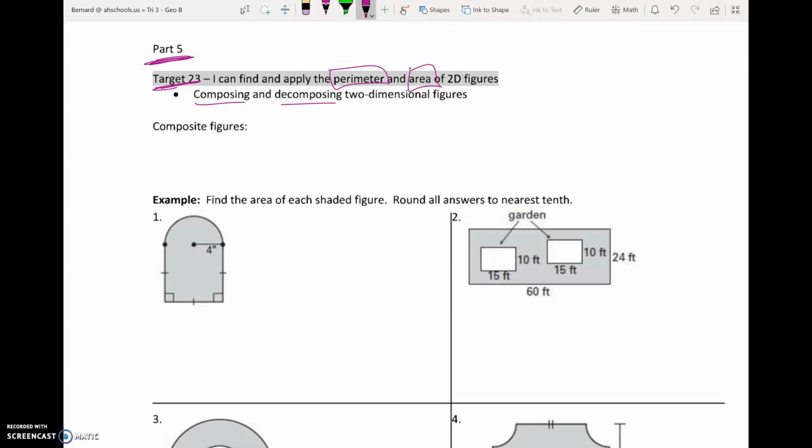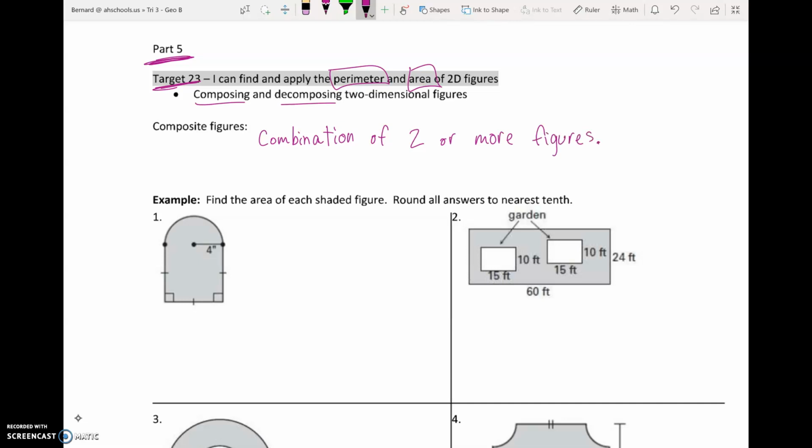And so what this means is finding area and perimeter of combo shapes, or where we have a bigger shape and we've taken some other shape out of it, for instance. And so we're going to have to combine the area or perimeter of multiple things here. Let's start real quick by defining what composite figures are. A composite figure is just a combination of two or more figures.